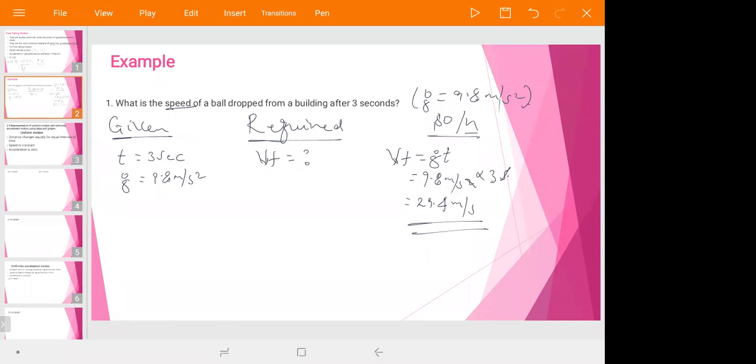Meter per second. Therefore, under free falling body, you can use this equation, okay? You can use this equation in such type of question.